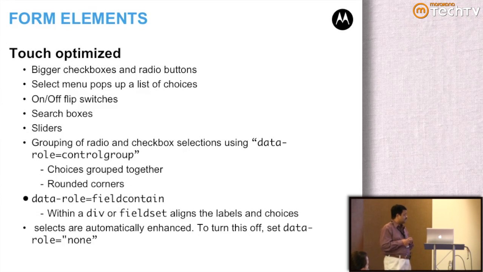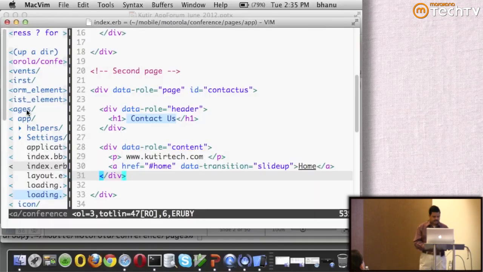And then again to make your radio buttons or checkboxes belong to a group, all you have to do is say data role equal to control group, and then all of the items that you define within a control group become grouped. Let's talk about each of these through an example.